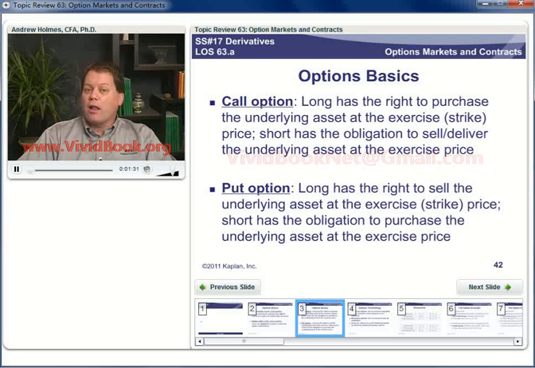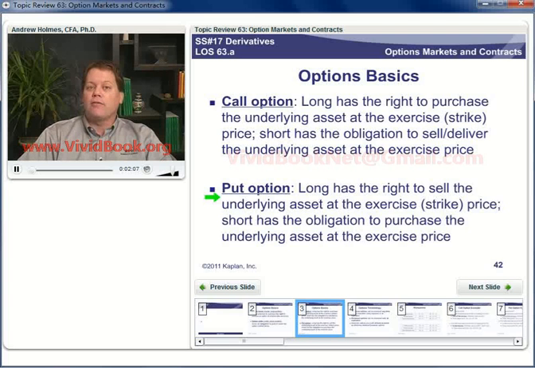So we'll have call options. That is, the long here, or the buyer of the option, has the right but not the obligation to purchase the underlying asset at the exercise price for some period of time. The short, of course, has the obligation to sell or deliver the underlying asset at the exercise price if the holder of the option chooses to exercise. So the holder of the option, of course, will choose to exercise when it is in his or her best interest. So the call is the right but not the obligation to buy. The put then is the right but not the obligation to sell at the exercise price.